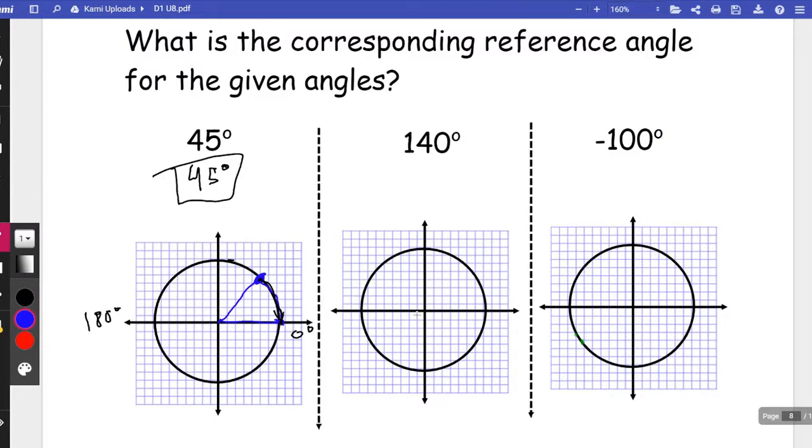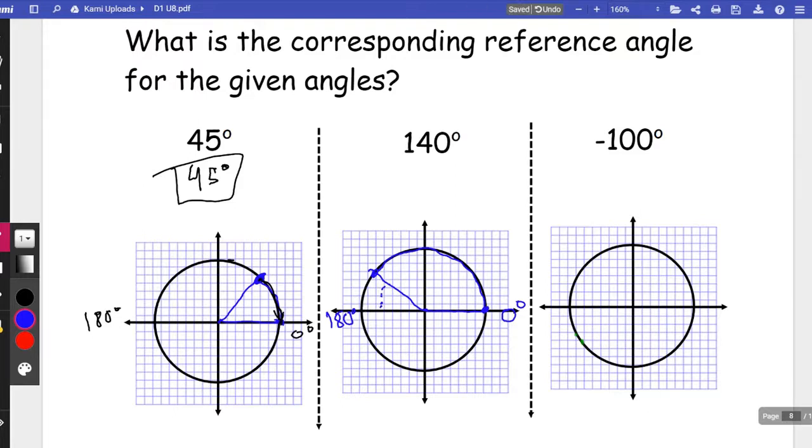140 degrees. You could pause the video and try this. Okay. So 140 degrees, it's helpful to know where this is. Initial side starts right here. To draw 140, we would have to go past 90 degrees, and then like 50 more degrees. So it's somewhere over here. Then what this is saying is how close are you to the closest x-axis? This is 0 degrees. This is 180 degrees. Clearly we're closer to 180. And so just how far away are we?